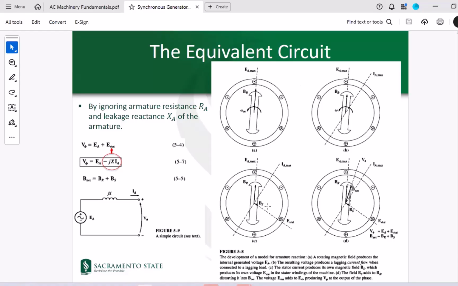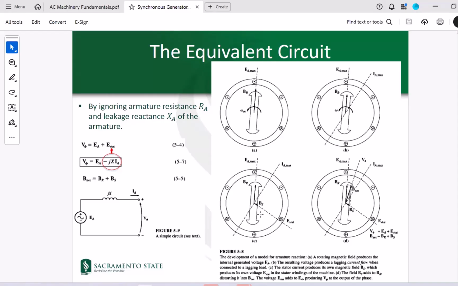But here in part B of this picture, we have a condition where we are connecting our generator to an external load. Because of that external load, there would be some current flowing in your armature, right? So when the current flows in your armature, it will produce its own magnetic field. This IA represents the current that is flowing in your armature. That will produce its own magnetic field. So this BS represents the magnetic field that has been produced by that armature.